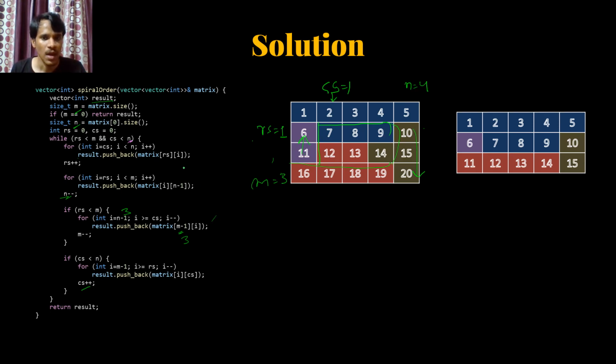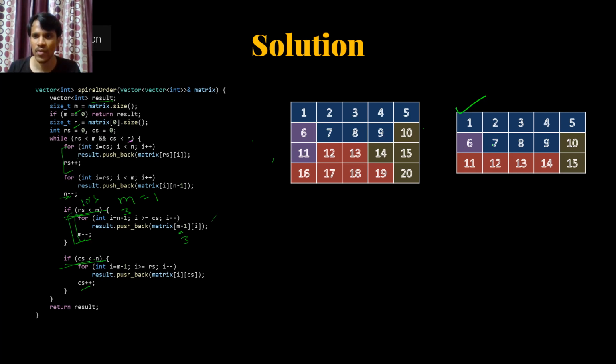Similarly we keep doing this to print all the rows and columns in spiral order. You can do a dry run of this problem to understand why this condition is necessary, this condition and this condition.